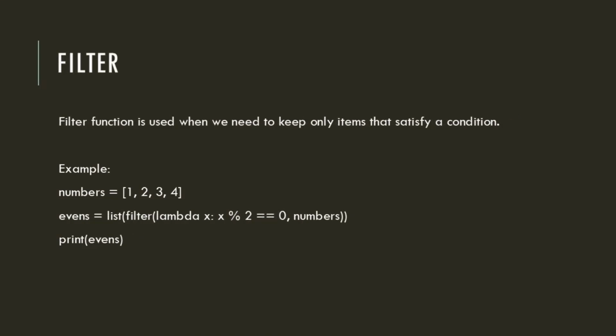Second, filter. The filter function is used when we need to keep only items that satisfy a condition. Let's take an example. numbers = [1, 2, 3, 4]. evens = list(filter(lambda x: x % 2 == 0, numbers)), print(evens). This function will filter out even numbers from the list and print them out.